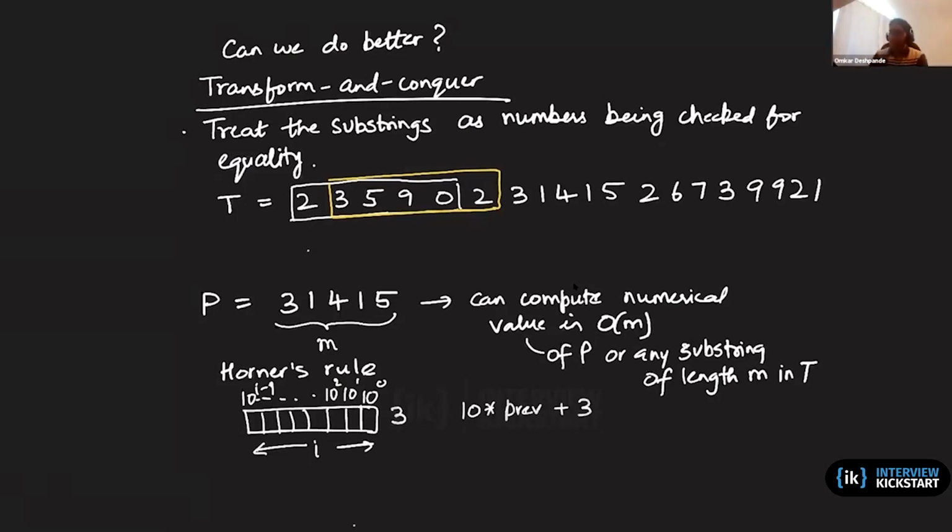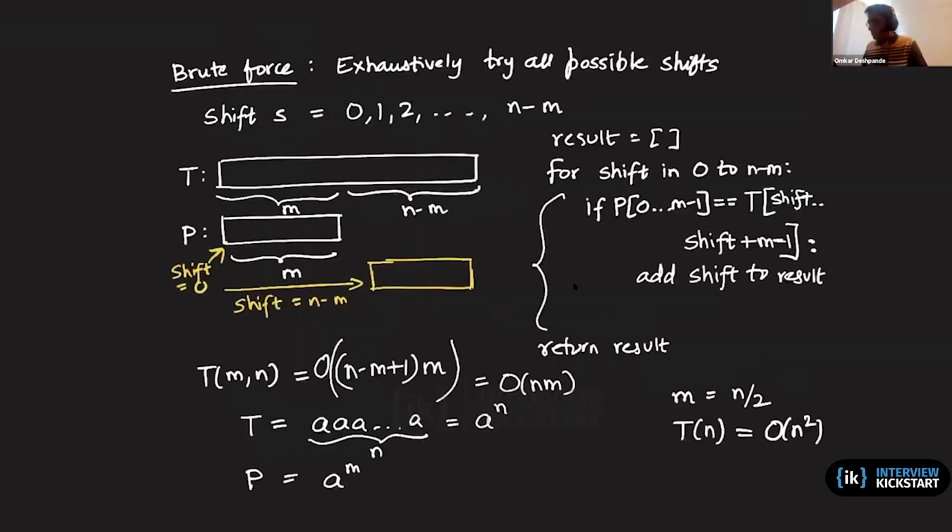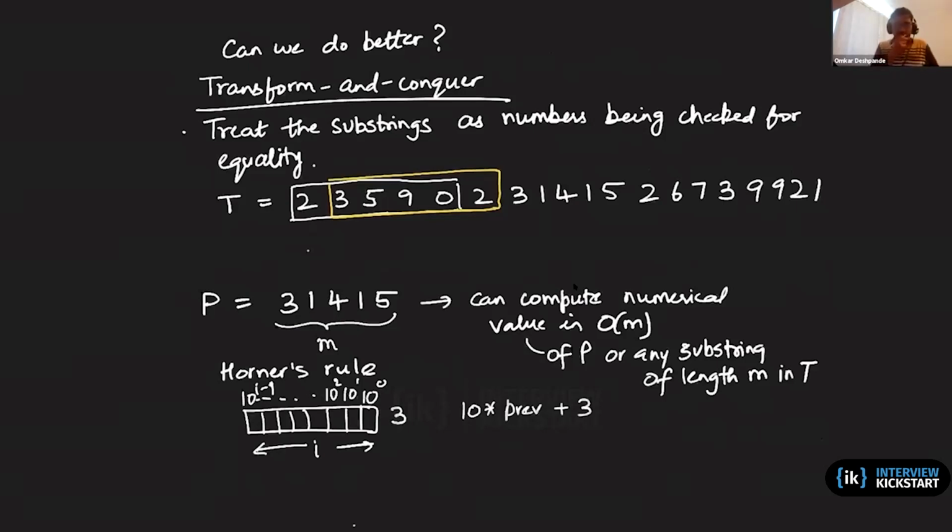So if we can take the numerical value computed by our previous manager, and from that deduce the numerical value of our window in a constant amount of time, then this would effectively make the work being done by each manager constant time work, and that would bring down the complexity. So can that be done? Yes, it can be done.